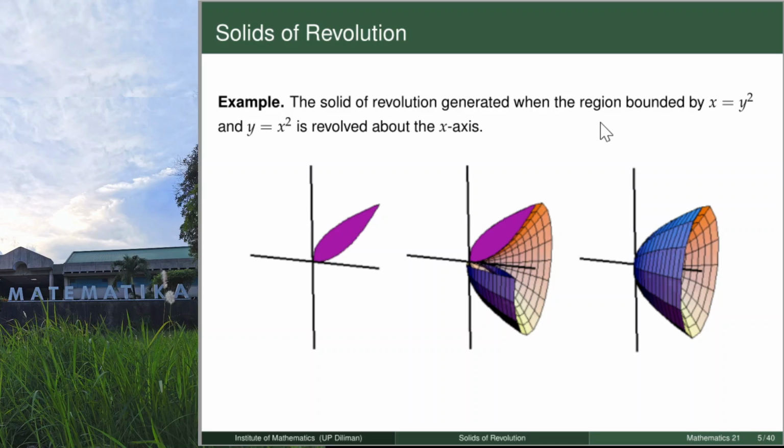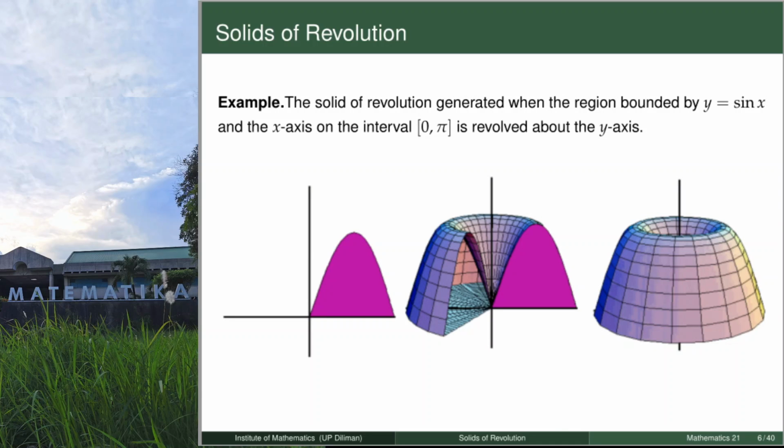Consider the plane region bounded by x equals y squared here and y equals x squared here. Okay? So this is a plane region. Revolving this about the x-axis will give us this solid. So this is an example of a solid of revolution.